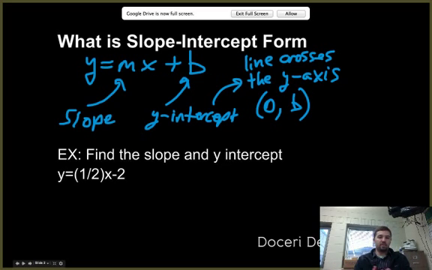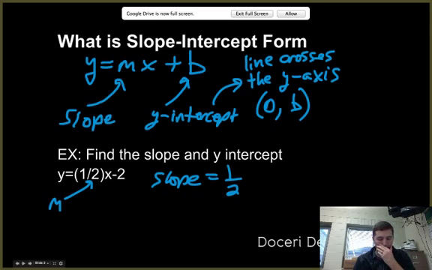If I gave you a question like, find the slope and y-intercept of the equation y equals 1/2 x minus 2, whatever number is attached to the x is my slope, that's my m. So my slope is 1/2. And since this is a minus 2, the y-intercept is -2. But remember, the y-intercept is a point, so the point is (0, -2).